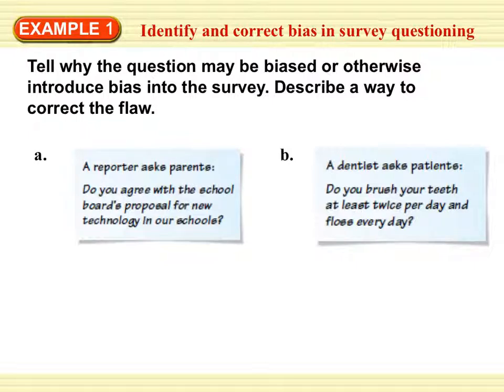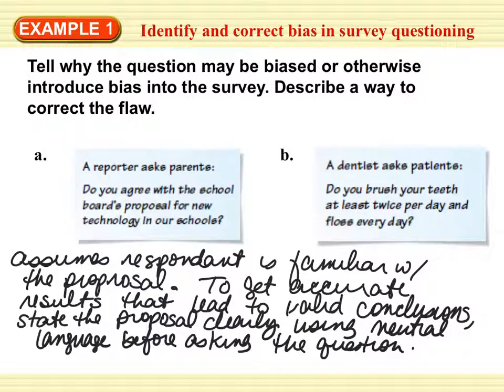If you look at A, I'd say the question assumes that the respondent is familiar with the proposal. Hold on. It made better sense for me to write it out first. For A, this assumes that the respondent is familiar with the proposal. Okay, we don't know what the proposal is.